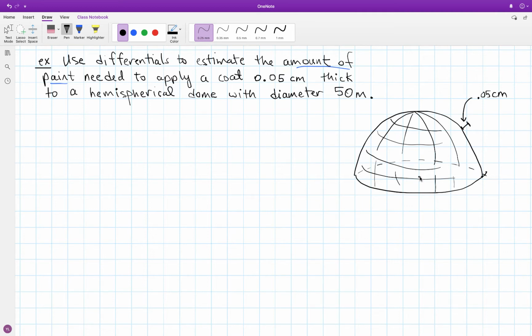So if you have a sphere with radius r, then we know the volume of a full sphere to be 4/3 pi r cubed. Okay, we only have half a sphere. Yeah, half a sphere. So this is going to be 2/3 pi r cubed.